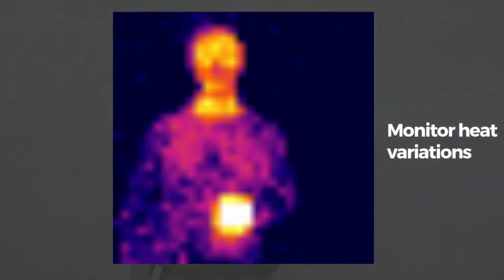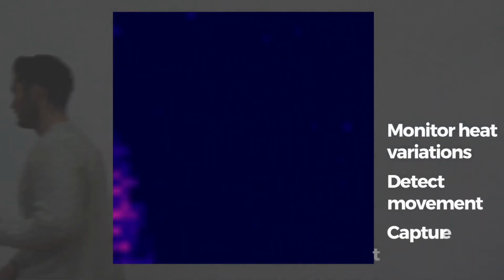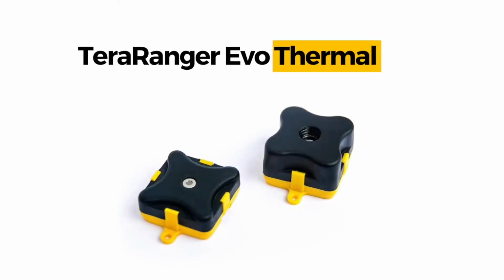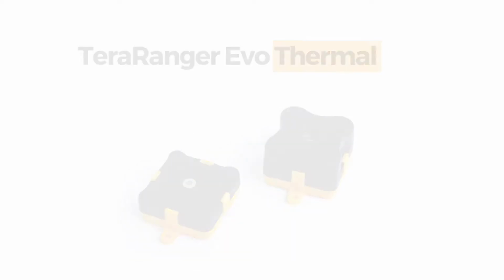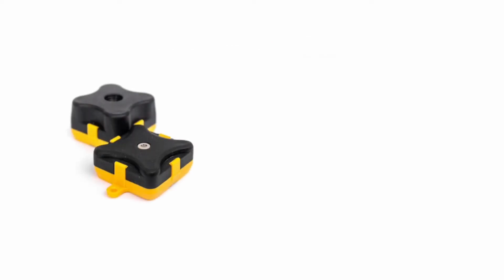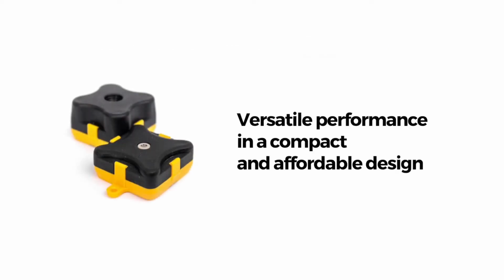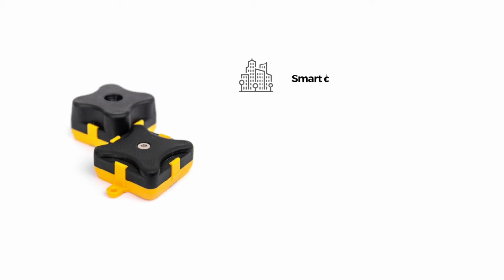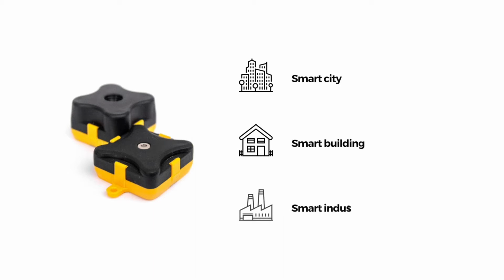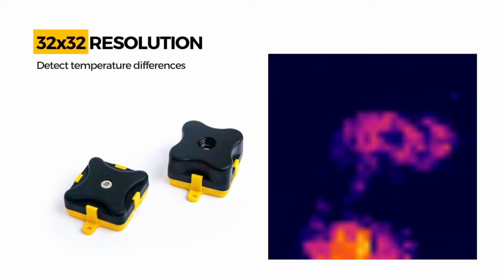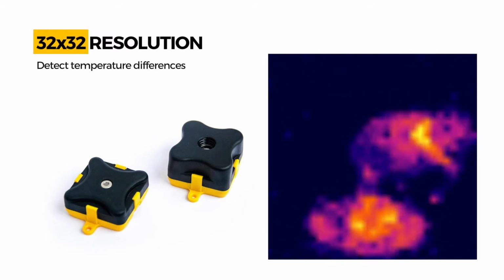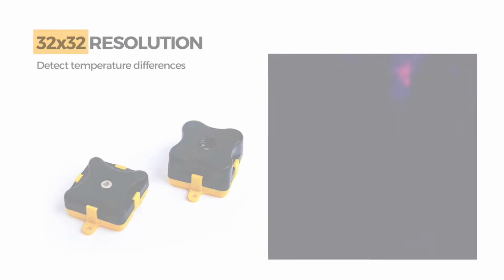Monitor heat variations, detect movement, and capture the unseen. Meet TeraRanger Evo Thermal. The thermographic addition to the Evo family delivers versatile performance in a compact and affordable design, bringing new value to smart city, smart building, and industrial applications. Detect temperature differences in your environment with a 32x32 pixel resolution.